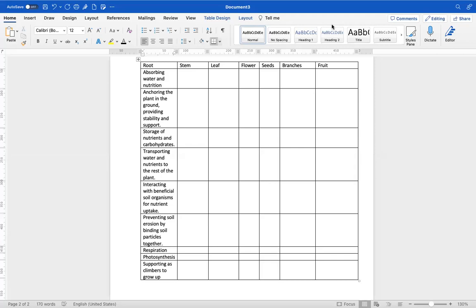So one main thing is absorbing water and nutrition. You know that. And anchoring the plants to the ground. Anchoring the plant to the ground and providing stability and support. Storage of nutrition and carbohydrate.